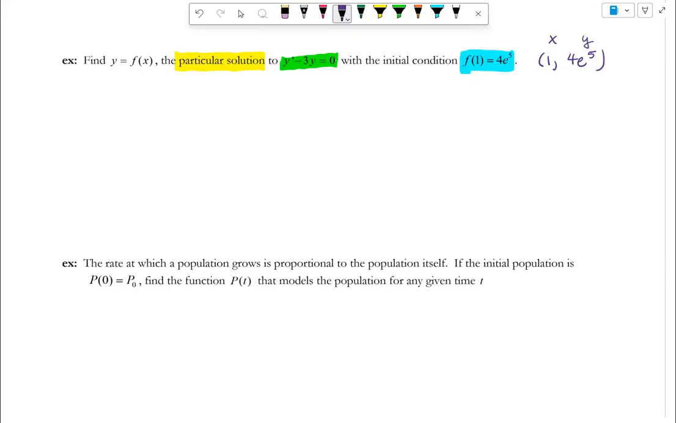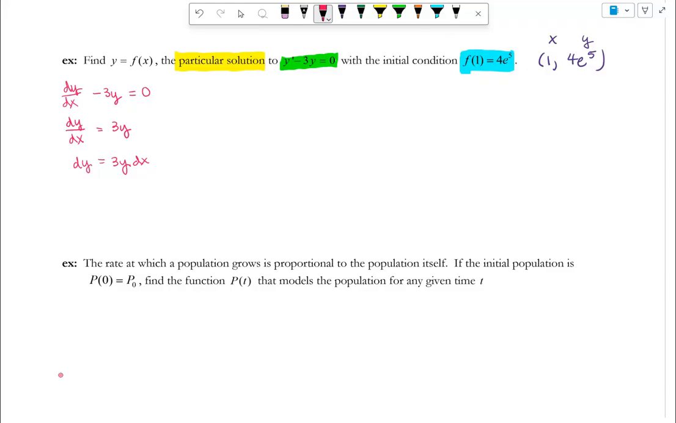Okay, well, we're going to do the 4 steps. We're going to separate, we're going to integrate, we're going to solve for c, we're going to isolate y. When I write this down, I'm going to right off the bat replace y prime with dy dx. So dy dx minus 3y equals 0. In order for us to separate, we do need to first isolate dy dx. That's not hard. Just add 3y to both sides. dy dx equals 3y. And then if I multiply by the differential of x on both sides, I get dy equals 3y dx.